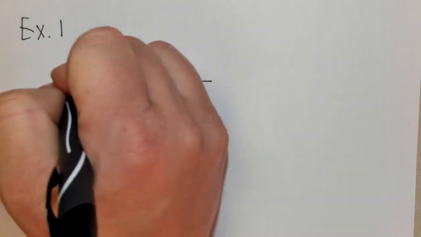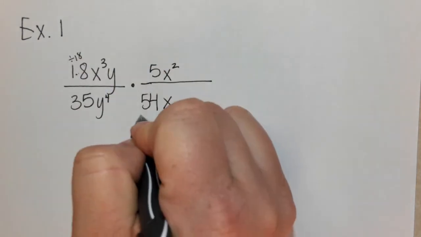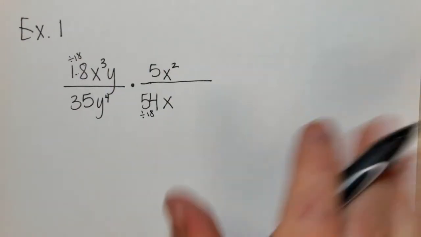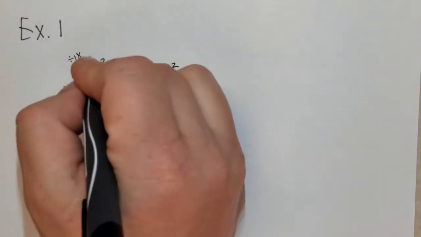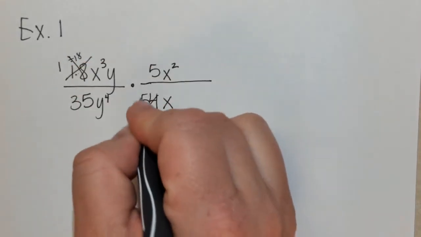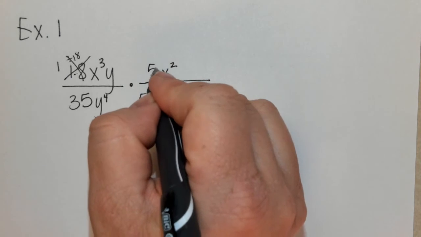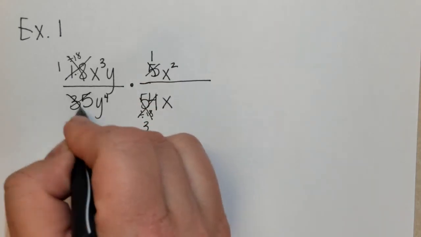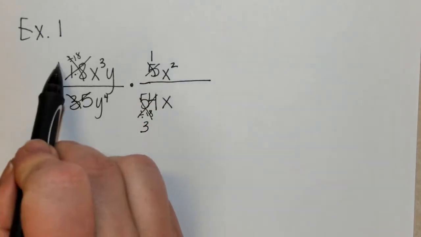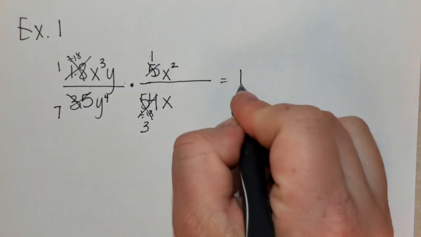They do. I know 18 can divide into itself once, and 18 can go into 54 3 times. So this reduces, I'm just going to cross it out to a 1, and this reduces to a 3. Likewise, I know 5 goes into itself once, and 5 goes into 35 7 times. 1 times 1 is 1.